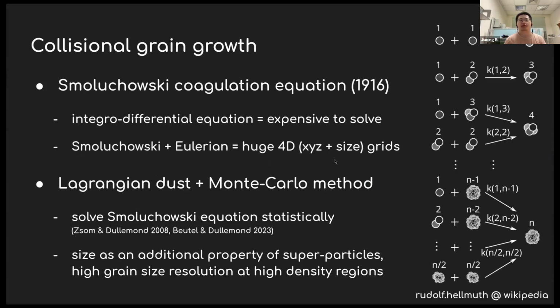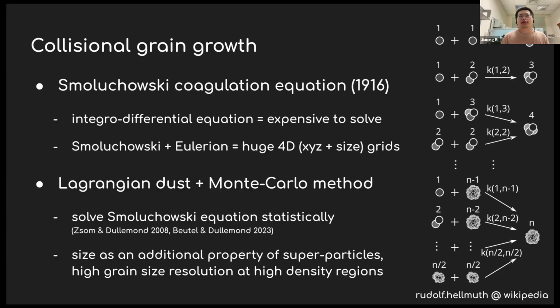And lastly, we want to talk about the collisional grain growth. That differs from cuDust, and some other codes like cuDisk and Phantom, because from my knowledge, Phantom doesn't really handle this very well.